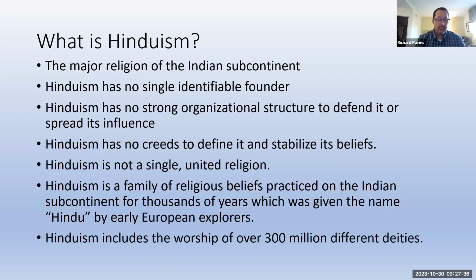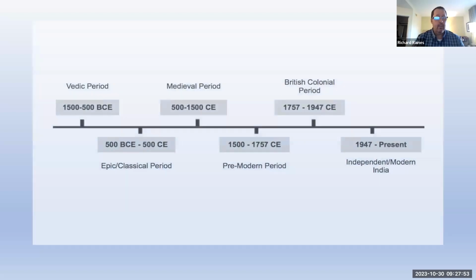And within Hinduism, there's about 300 million different deities. Deity is a word, if you're not familiar with that term, we use to refer to God, right? To God or gods. So 300 million different deities.